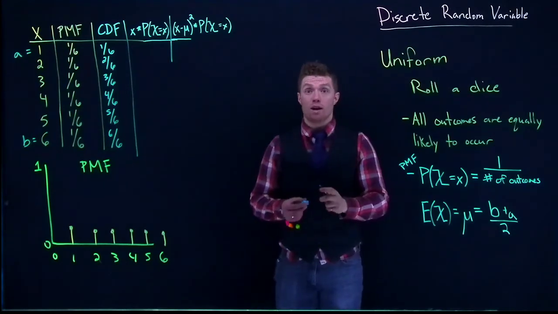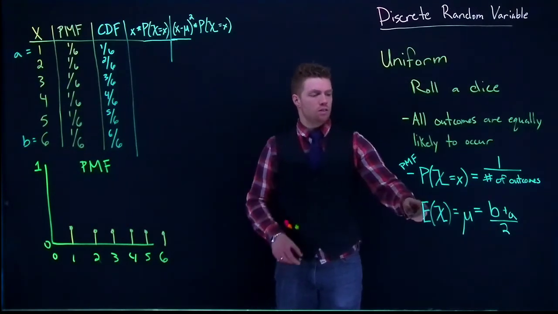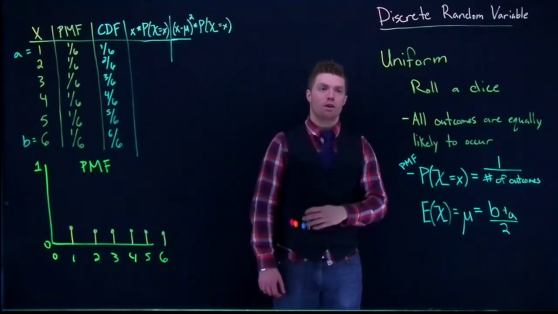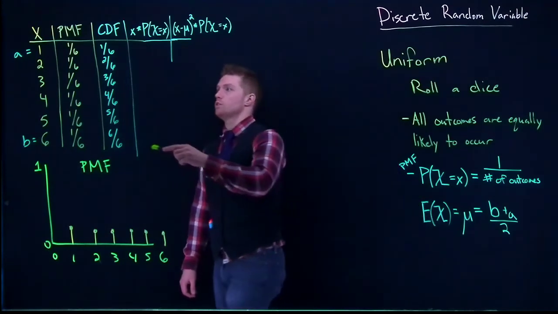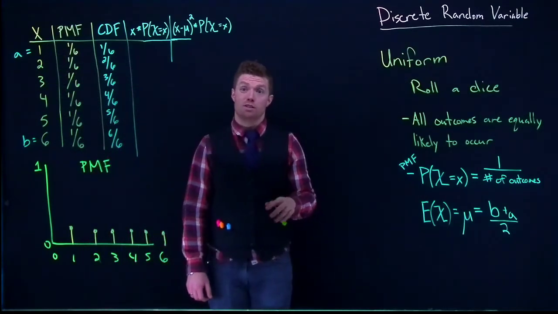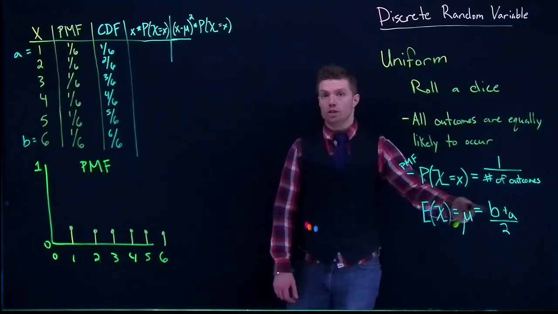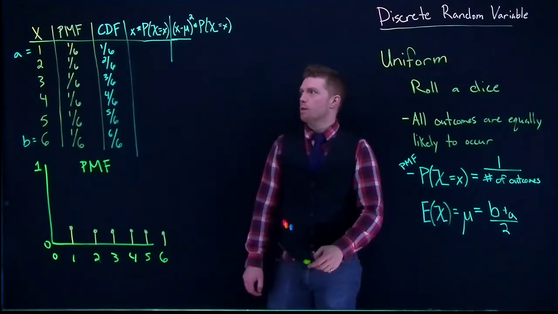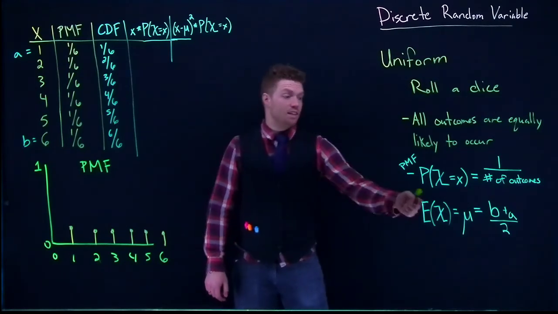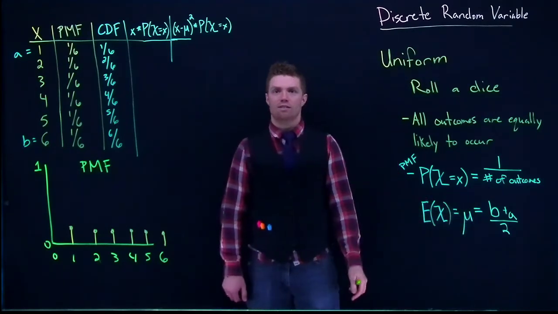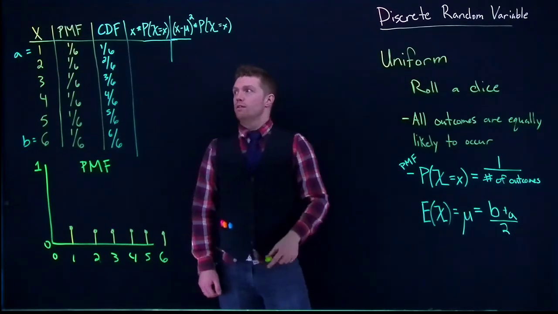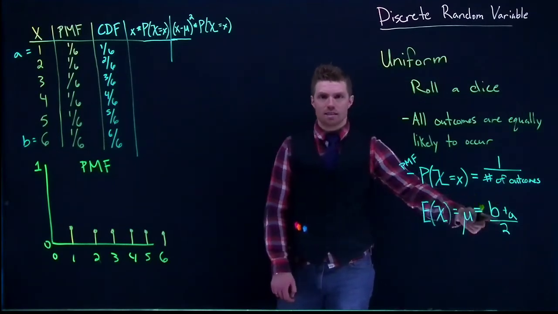Now there is one caveat to this. This little equation for the expected value only works if your uniform distribution is sequential, like 1, 2, 3, 4, 5, and 6. It's got to be sequential. If it's not sequential, this equation doesn't work. For example, if we had 0, 4, 7, and 13, this particular equation falls apart, and we'd have to go back to our original definition. But if it's sequential, this works out.